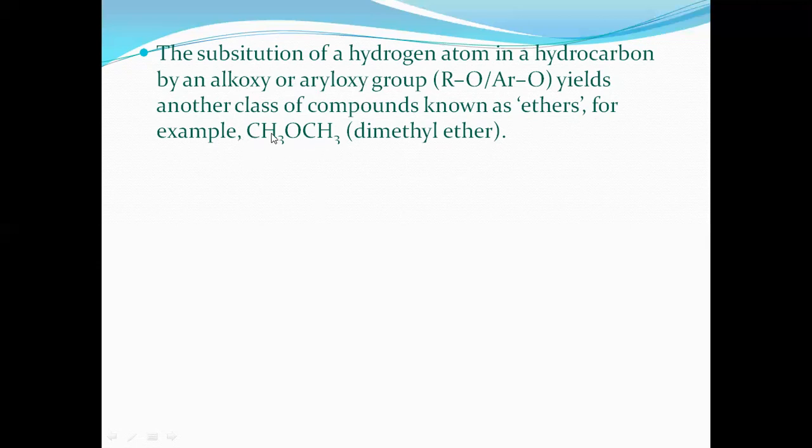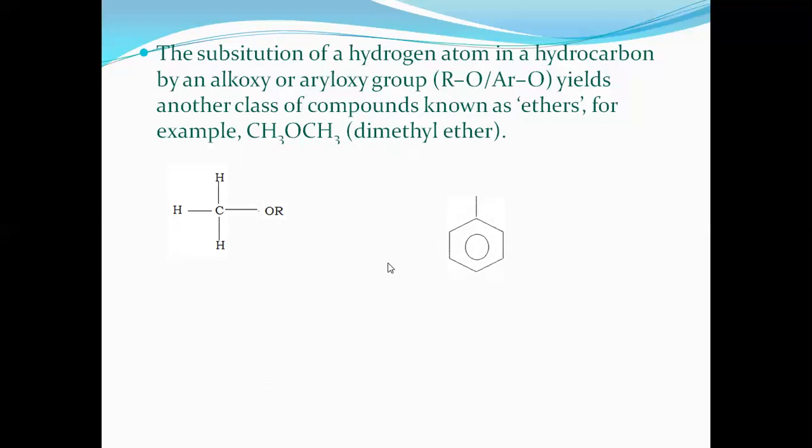Here, this is methane, CH4. One of the hydrogen atoms you remove, you will get CH3. Substitute that by alkoxy, CH3O. Now it results in ether. The general formula you can write for ethers is ROR. Now you remove one hydrogen, substitute by alkoxy or aryloxy, where R is either an alkyl group or an aryl group.